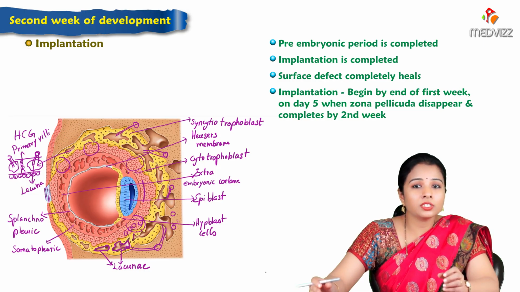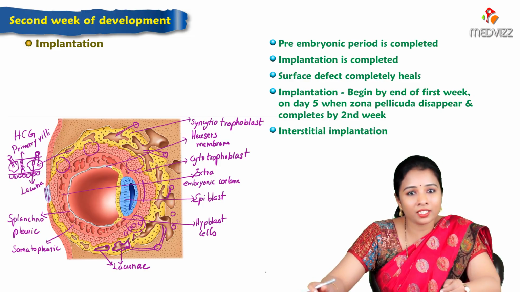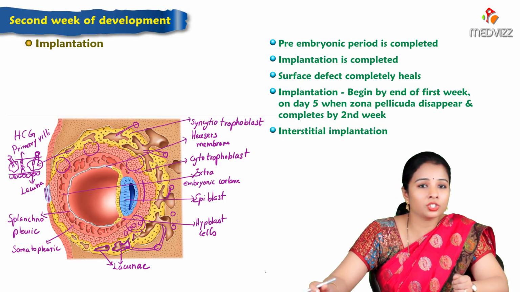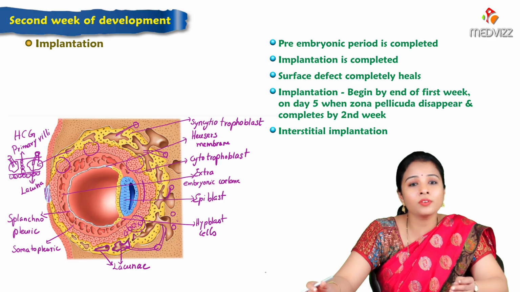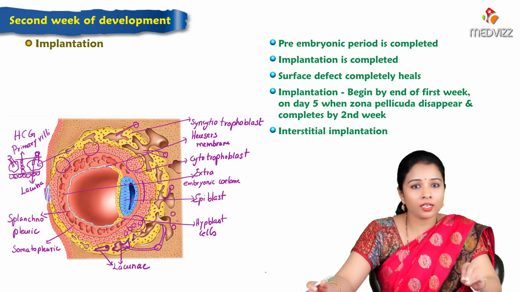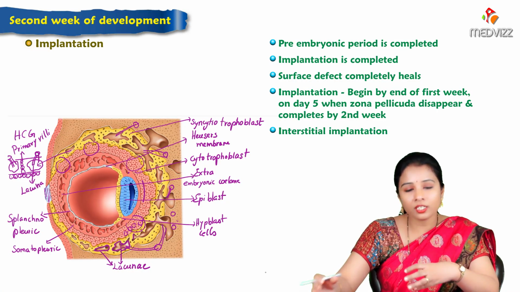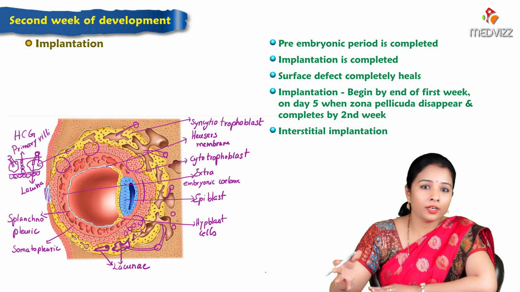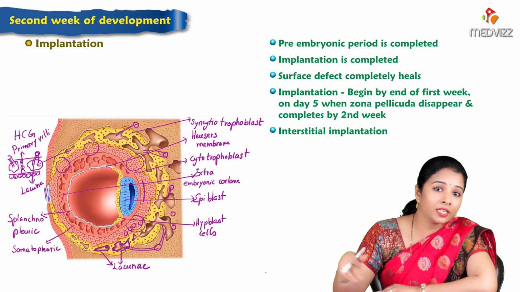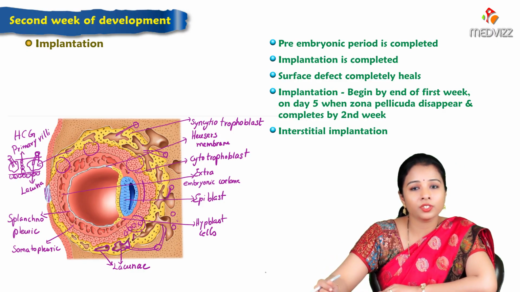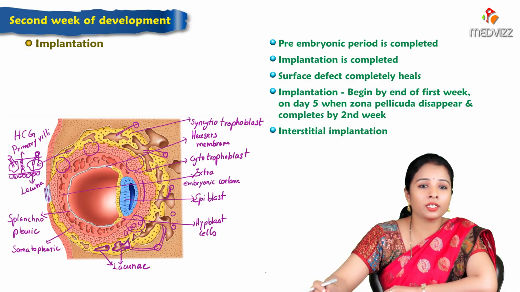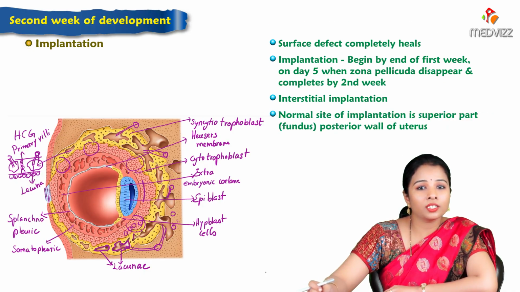So the blastocyst implants within the endometrium, called interstitial implantation, which we discussed in the previous session during the first week of development itself. The implantation occurring in humans is interstitial, because the conceptus is completely within the endometrium, completely within the wall of the uterus. So that is called interstitial implantation. And the normal site of implantation, we know, is the superior part, the fundus, posterior wall of the uterus.